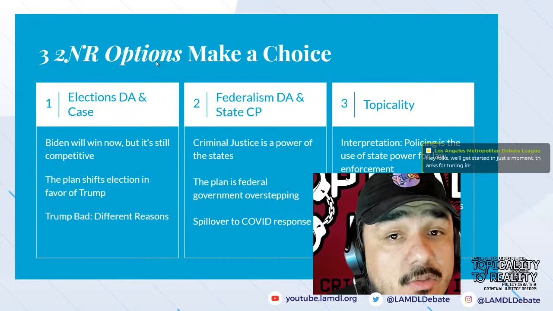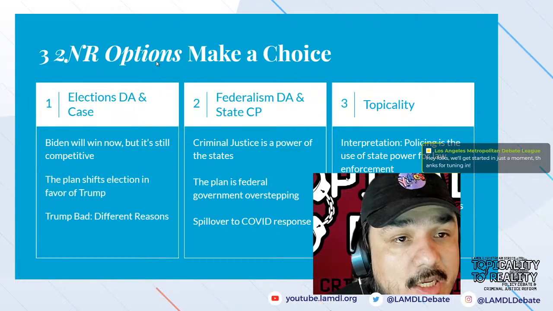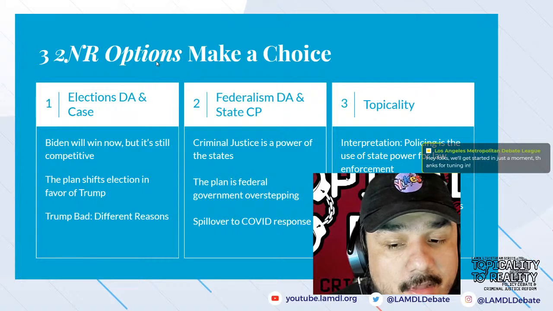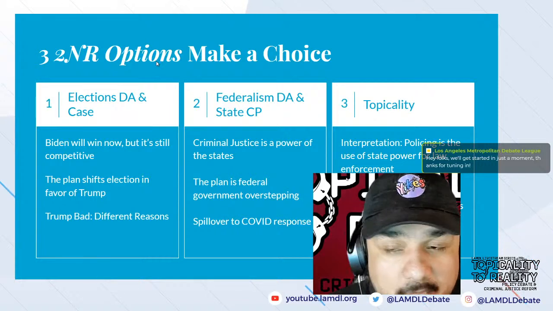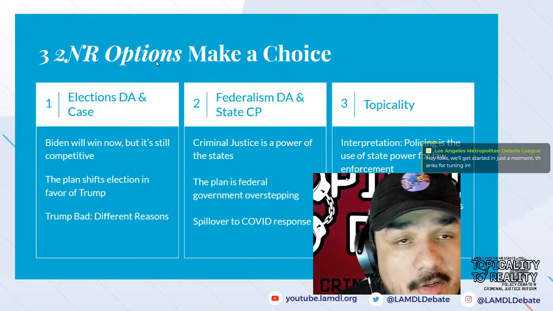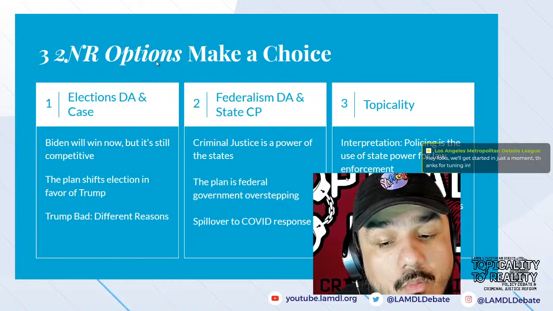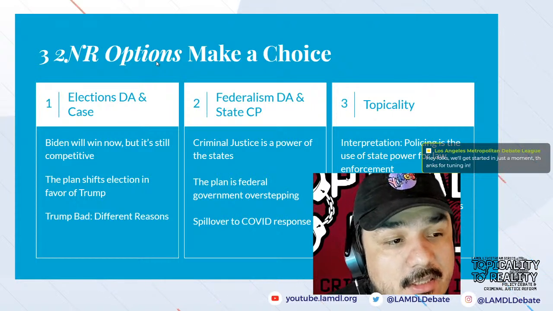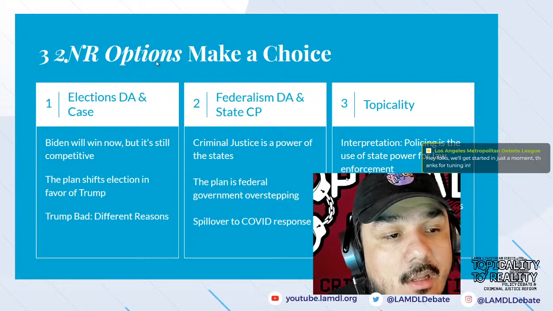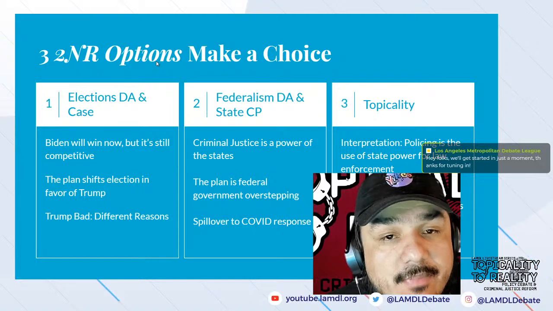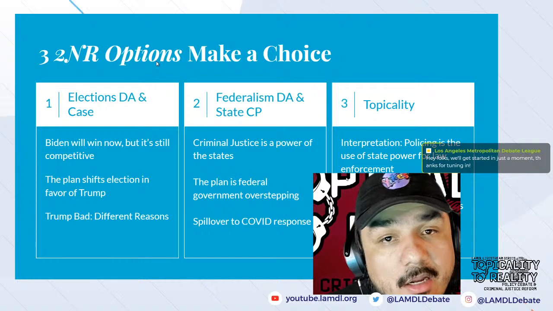That this takes away the state's authority and jurisdiction and their right to govern independently when it comes to law enforcement and criminal activity. So when that happens, according to the disad, this also hurts states' ability to act independently on other issues such as COVID.